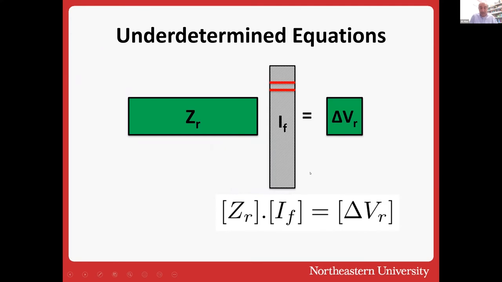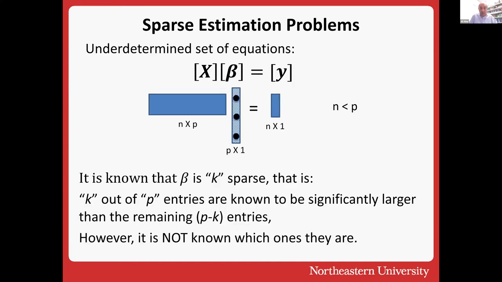And the nice thing is that even though this is an underdetermined set of equations, we already know that the solution is a sparse vector. There are only a few non-zeros in it. The majority of it is full of zeros. So we exploit that, and obviously this is an old problem. It's nothing new. It has been looked at earlier.